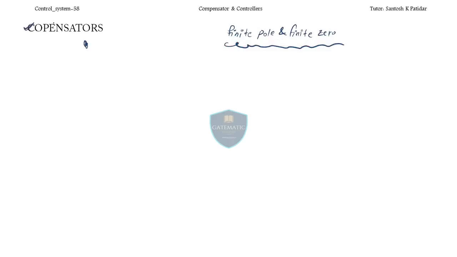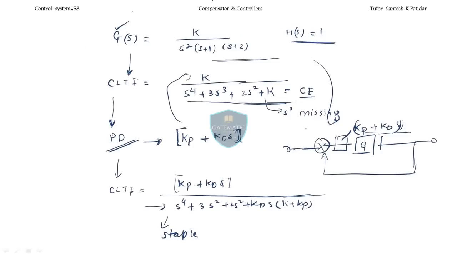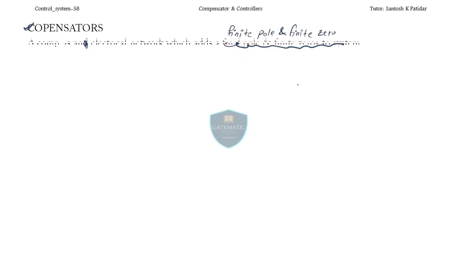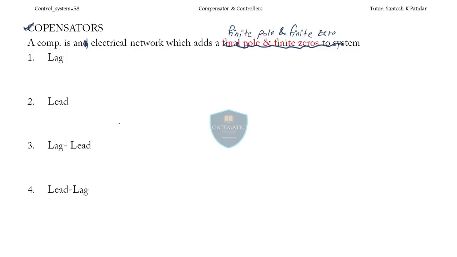If you have the unstable system, in the previous example whatever we have seen, what we have done is we just added one PD controller or the PD element, isn't it? So we are negotiating with the stability, isn't it? Initially the system is unstable, you are making it stable. So the point is we are going to add some poles or zeros into the system, right? So we have some types of compensator. One is the lag compensator, lead compensator, lag-lead compensator and lead-lag compensator. Okay, so one by one we'll study all these four compensators. So what is the definition of compensator? The definition of compensator is we can manipulate the system performance by adding some finite poles or zeros, isn't it?